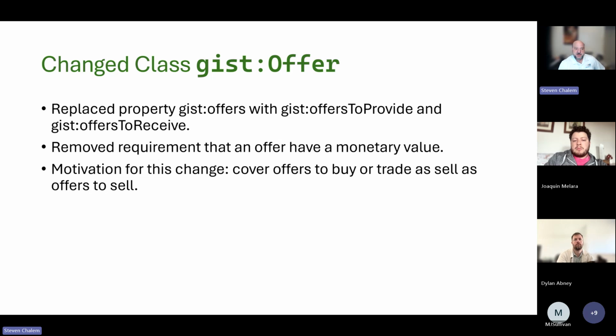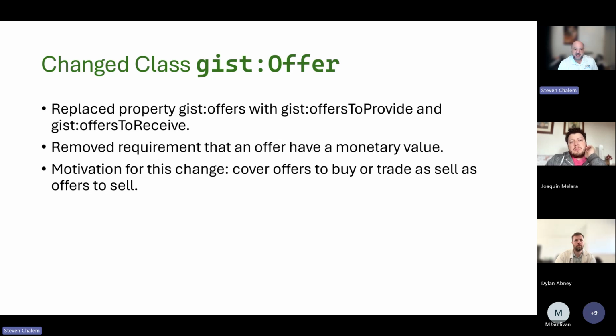So our next major change within GIST 14 was with the class offer. This is a class that already existed, but it was structured in a way that limited it to the use of offering something for sale. So, I'm offering my car on eBay for $3,000 or something like that. We saw applications for more general things, particularly for trades or swaps, and offers to buy things as well as offers to sell things.